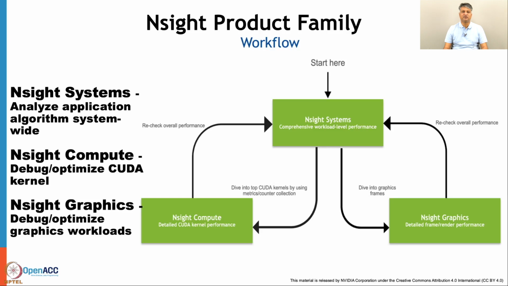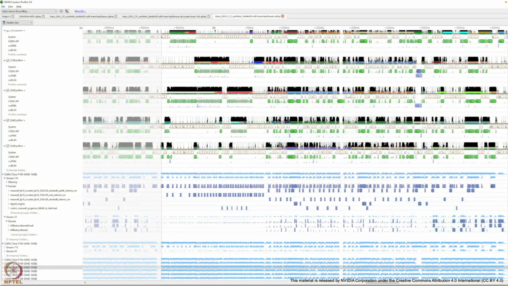So, this is typically the workflow for this Nsight product family. You have Nsight Systems, which gives you comprehensive workload level performance, and then you can look at it towards two sets. One is the compute side, where you can get detailed kernel performance from CUDA. You can then look at how CUDA kernels are working, analyze the system, and then re-optimize the code. The other way is to go towards graphics to see, optimize and debug graphics workloads, which we are not really concerned with as much in the scientific computing business. So, our work will typically be on the compute side. Now let us look at how this tool looks.